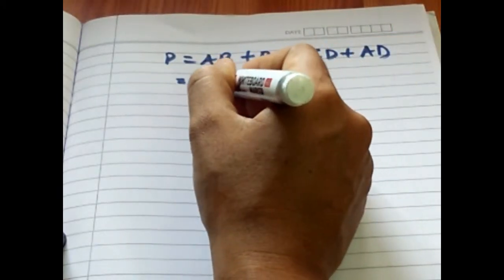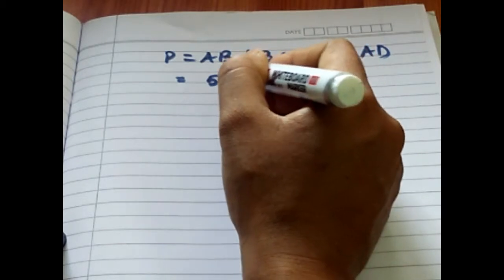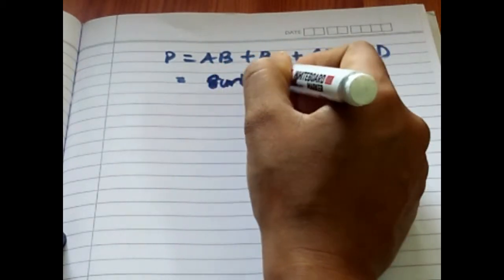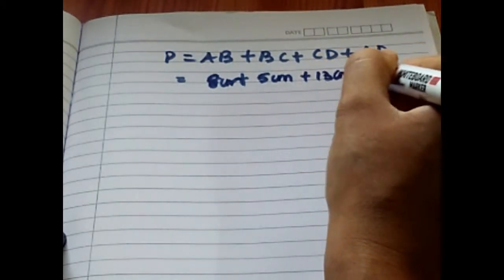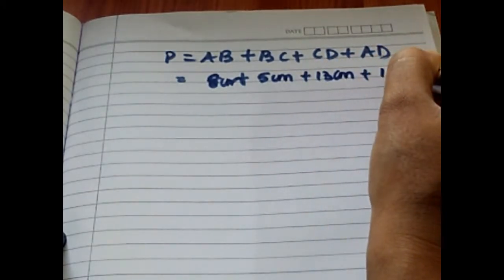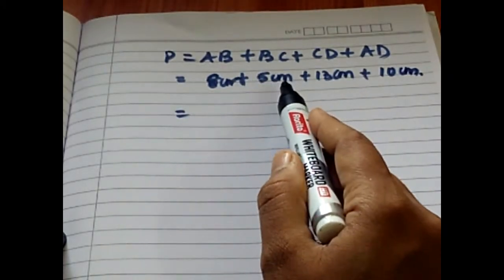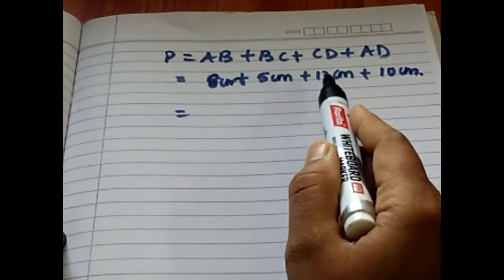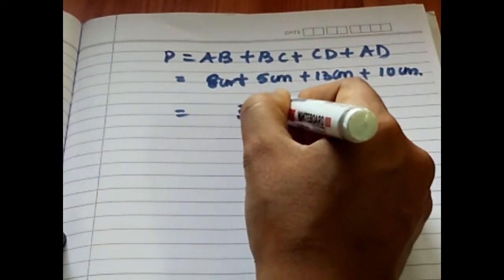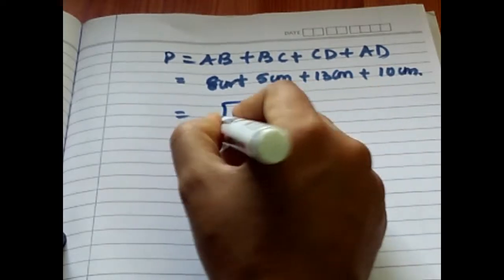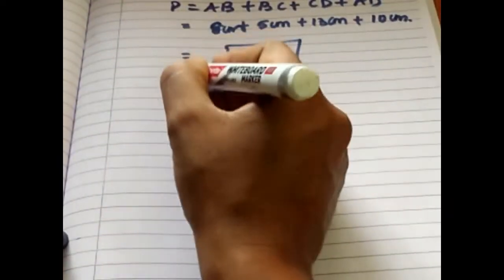Measure of AB is 8, what we calculated. AB is 8 centimeter, BC is 5 centimeter, CD is 13 centimeter and AD is 10 centimeter. So sum of 8 plus 5 plus 13 plus 10 leads to 36 centimeter. So we were able to find out the perimeter of quadrilateral ABCD.